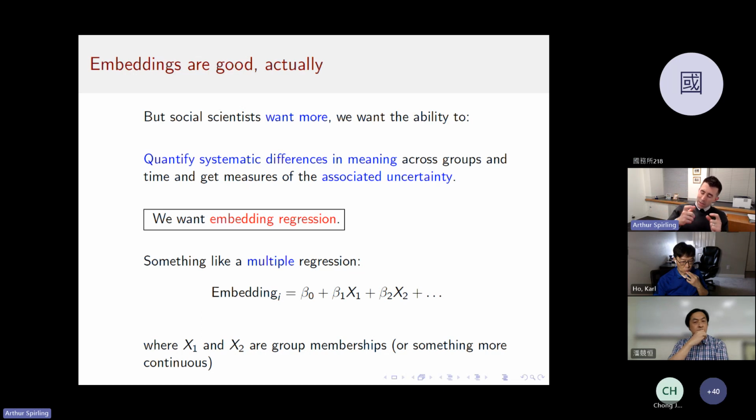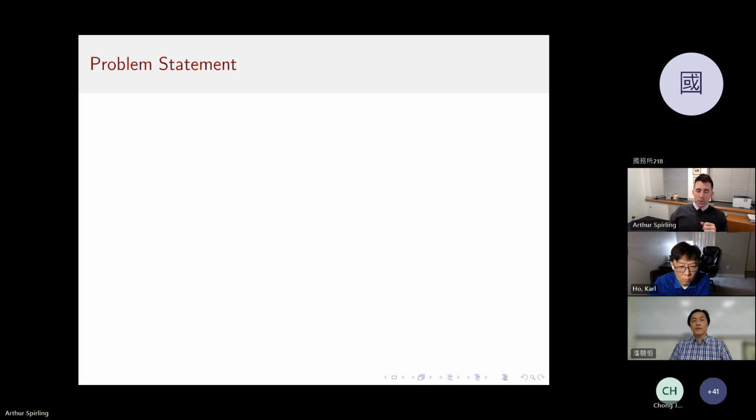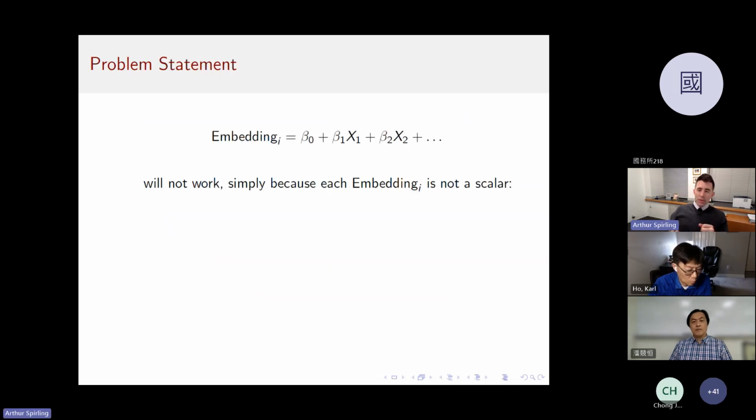And again, that's going to take some effort from us to get that to work. And we're going to regress it on group memberships. So you can imagine saying, do the embeddings for Democrats differ from the embeddings for Republicans? Party membership is this group variable, and that's the problem to be solved. So I'm going to set up the problem in two different ways. It's two different aspects of the same problem.